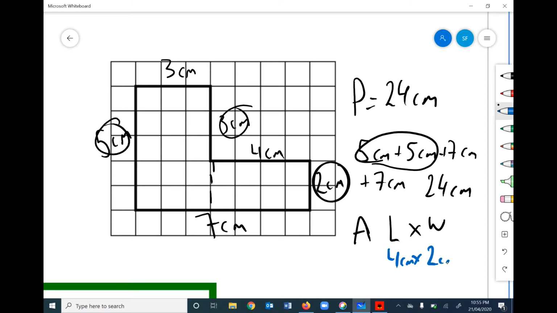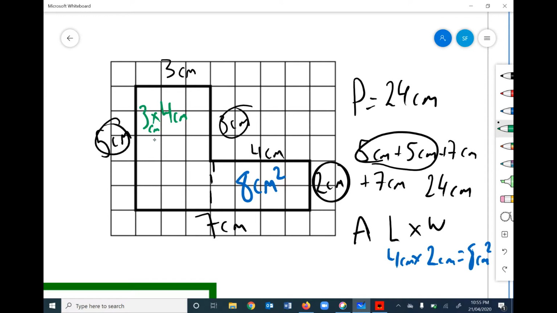So 4 centimeters multiplied by 2 will give us 8 centimeters squared. I'm going to put that in there. Then I'll go a different color here, and I'm going to look at this last little shape, which is 3 multiplied by 5, because that is what we are working with. And obviously that's centimeters, for both of those.